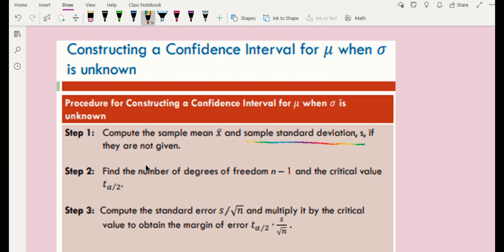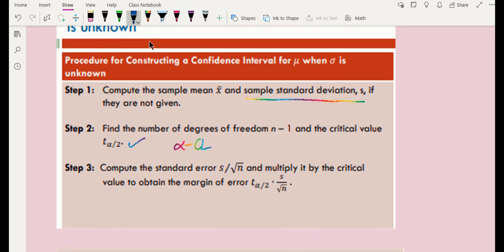Step 2 is we need to find our degrees of freedom. That'll be n minus 1. How many numbers are in our sample, minus 1? And then we have to find that critical value. We find the critical value very similar to how we would find the critical value for a normal distribution. It is very similar, okay? Where we'd still do alpha minus the CL.